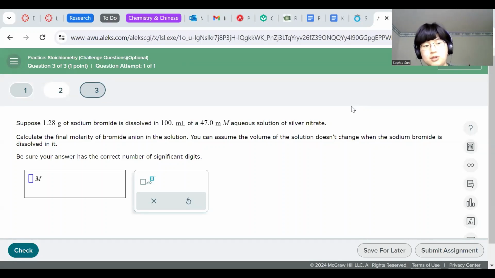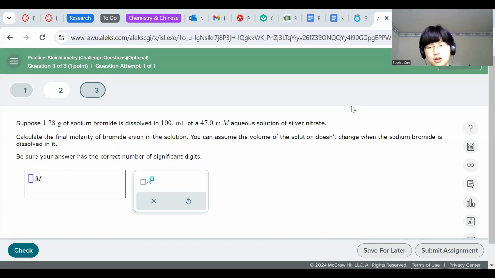So this is question number 3 and the last question that I'm going to show you guys today. This question is asking, suppose 1.28 grams of sodium bromide is dissolved in 100 milliliters of a 47 millimolar aqueous solution of silver nitrate. Calculate the final molarity of bromide anion in the solution. You can assume the volume of the solution doesn't change when the sodium bromide is dissolved in it. Be sure your answer has the correct number of significant digits.